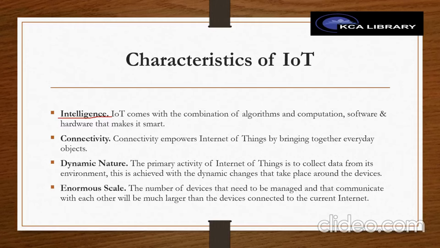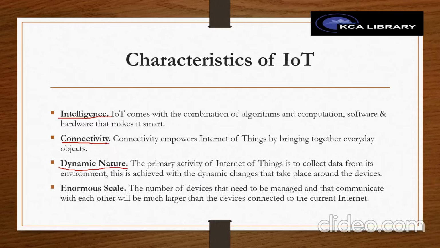We also have another characteristic, connectivity. Through connectivity, Internet of Things brings together everyday objects because they have to extract data from them. We also have dynamic in nature. These devices are dynamic in nature. The primary activity of Internet of Things is to collect data from the environment, and this is achieved with the dynamic changes that take place around the devices. For example, a device can be connected or disconnected when the temperatures are changing.